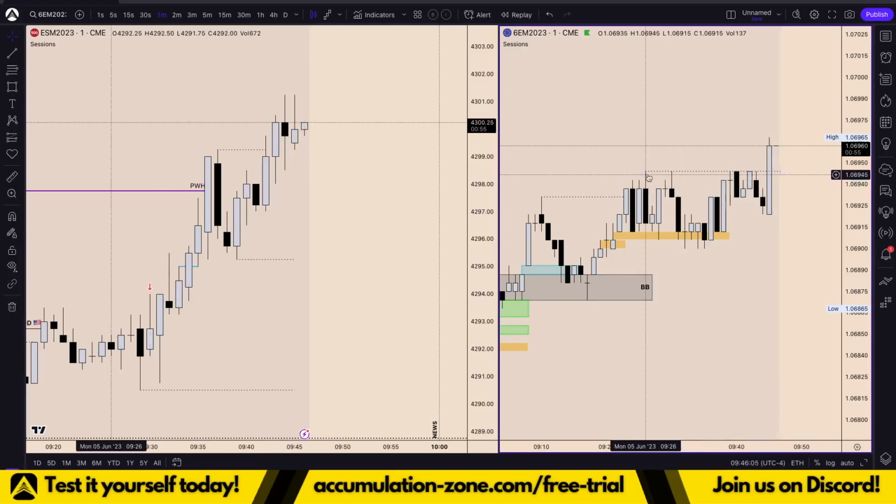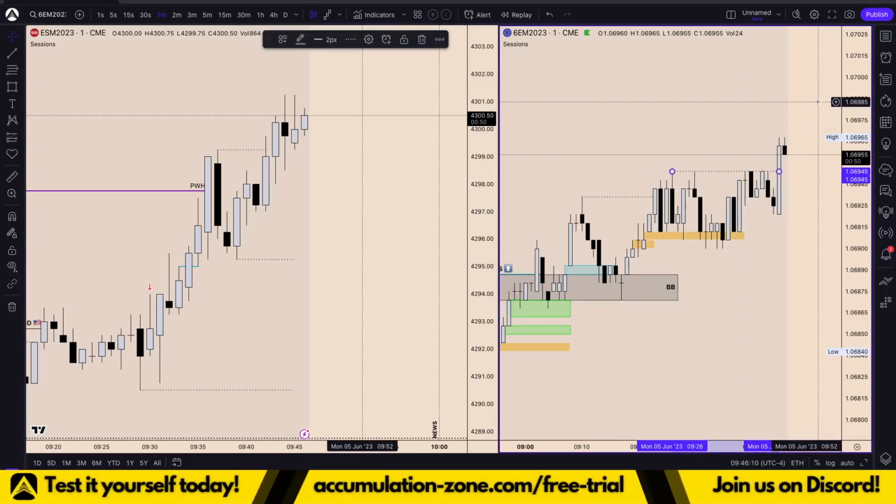So we broke through those equal highs and found a new higher high. We're still bullish. We're about to hit Matt's old TP, 1.0699.